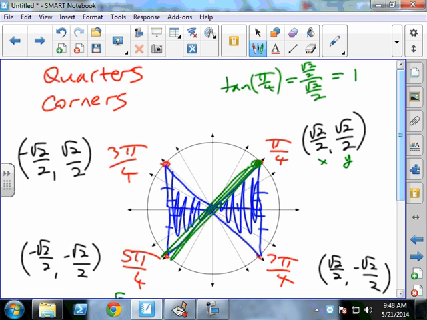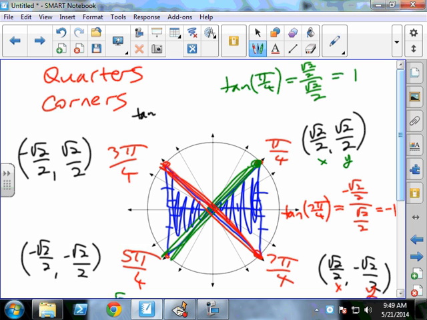So what happens if we go down to 7 pi over 4? Tangent of 7 pi over 4 is y over x, so it's negative rad 2 over 2 over rad 2 over 2. What that's going to be then is a negative divided by a positive, the same thing, so it's negative 1. Now let's go 180 out from that. So the tangent at 3 pi over 4.